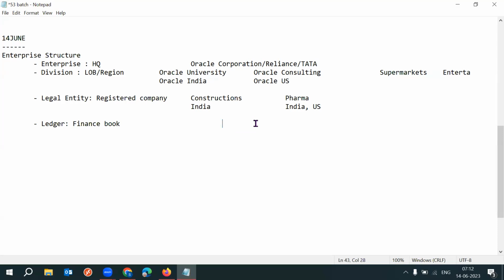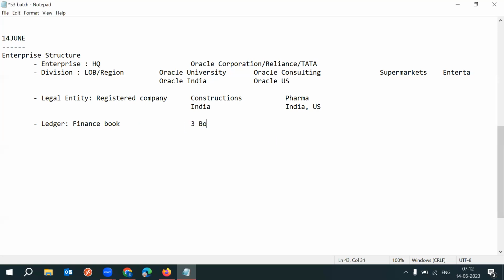So here in this case, how many books are required? How many ledgers are required, do you think? Three. So for India constructions, one book. For pharma India, one book. For pharma US, another book. Totally, how many books are required? Three books are required. Freshers, beginners, you're good so far? Yes, sir. Okay, so totally here, three books are required.